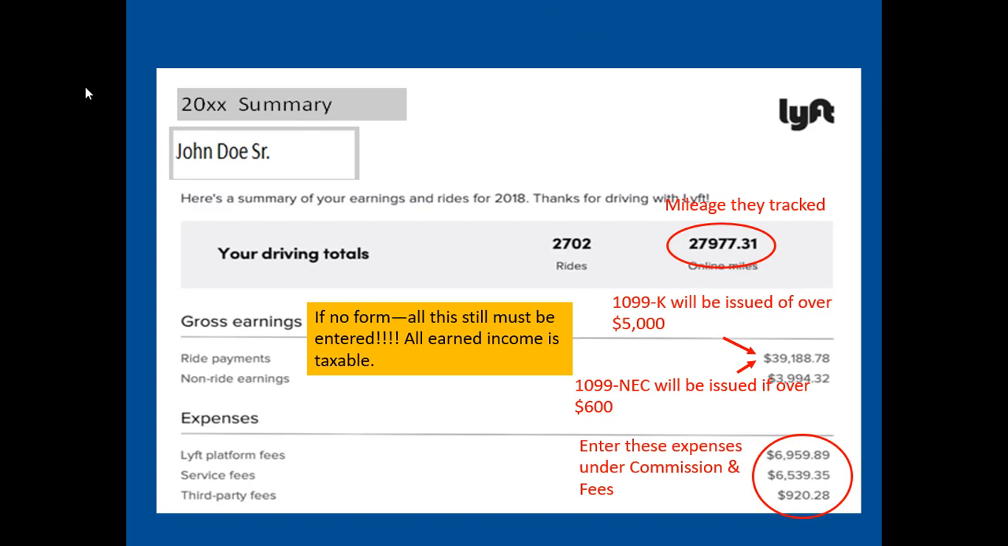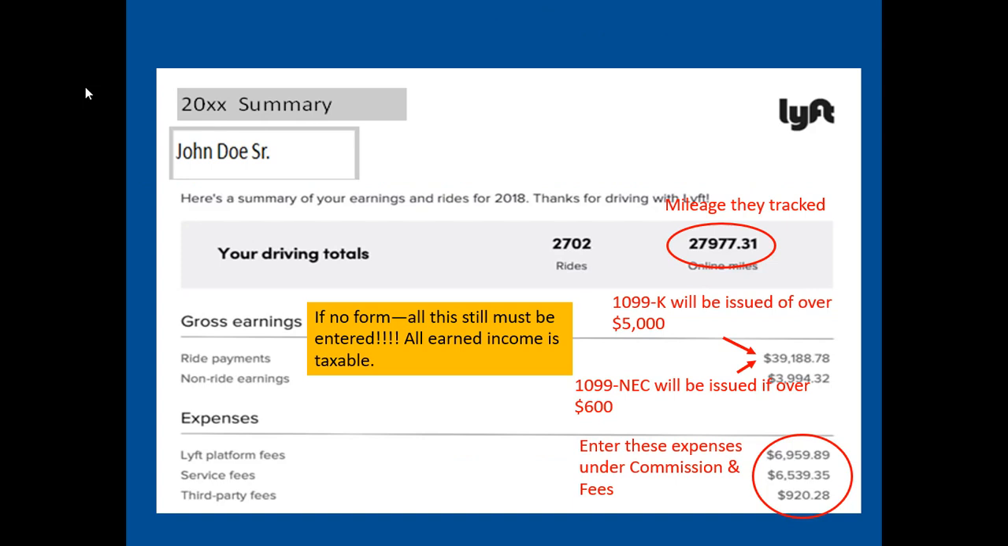Lyft charges a platform fee, a service fee, and a third-party fee. The platform fee is basically you paying them to use their app and get those jobs for you. They have to make money, and they're helping you make money, so you pay a fee. That's a huge portion of it.